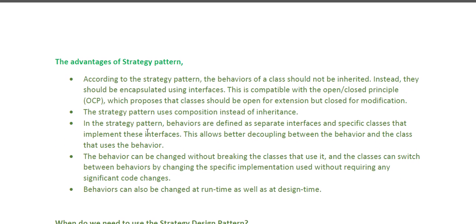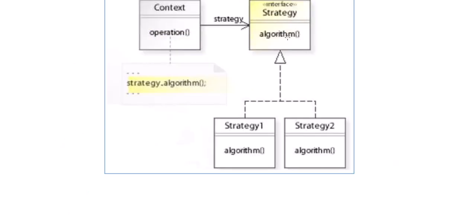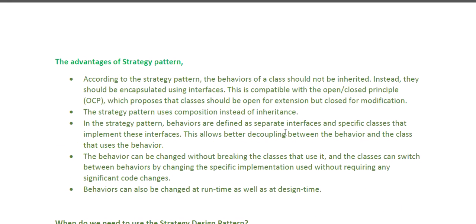In the strategy pattern, behaviors are defined as separate interfaces and specific classes that implement these interfaces. So we basically specify a base interface for each kind of behavior. This is the behavior, basically the standard behavior. For that behavior, we provide concrete implementation, how to implement that behavior. So that's what they say in the strategy pattern: behaviors are defined as separate interfaces and specific classes that implement these interfaces.